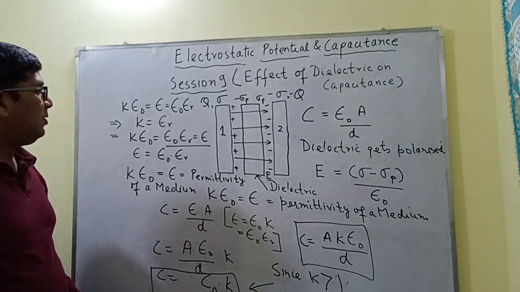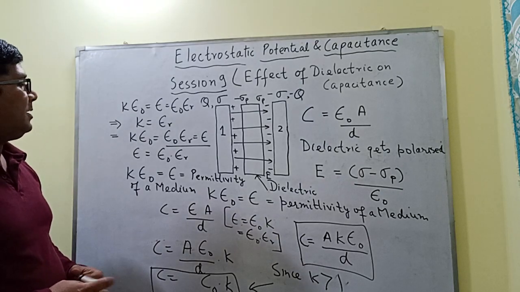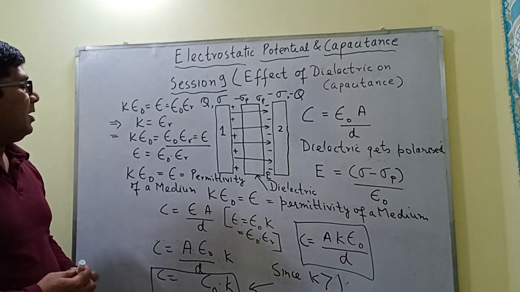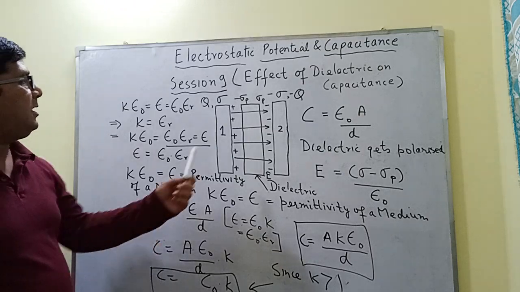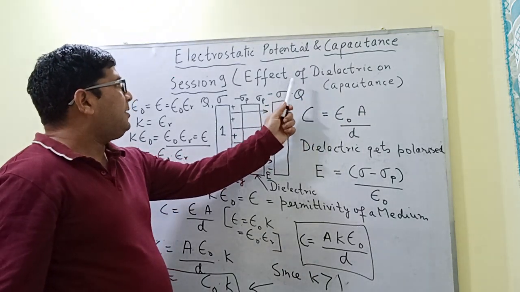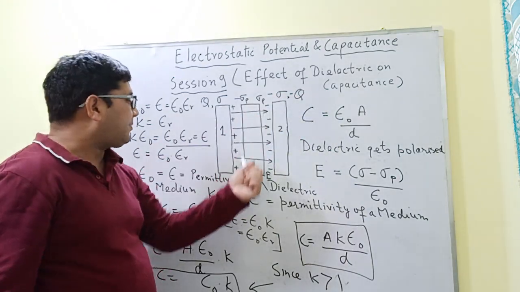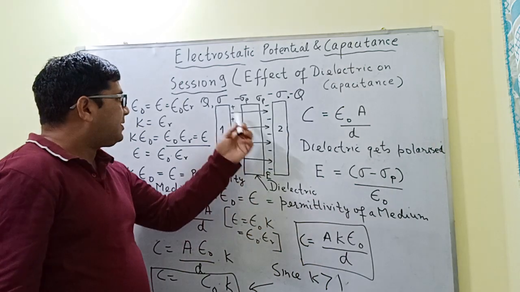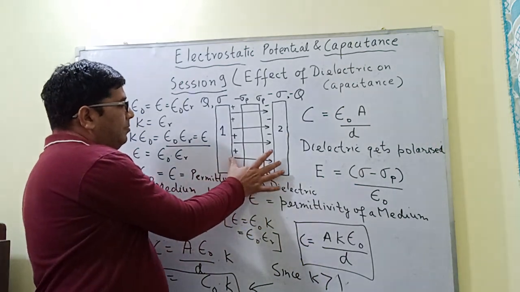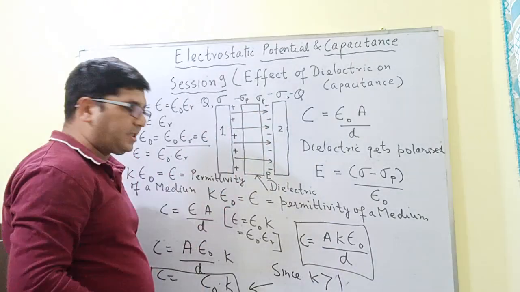ठीक है? So this is all I just wanted to discuss in this session. In short, we can say that the effect of the dielectric on the capacitance is that the capacitance of a capacitor increases if the dielectric is inserted between the gap of the two conductors of the capacitor.